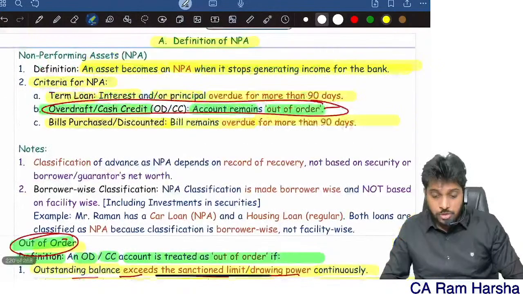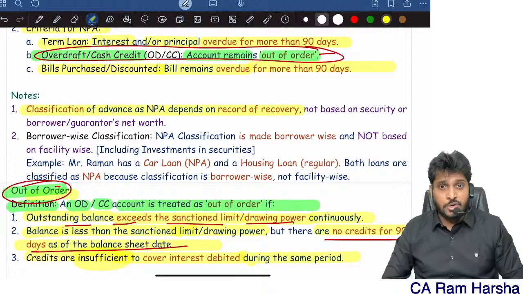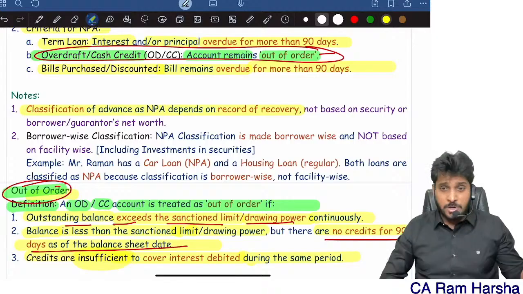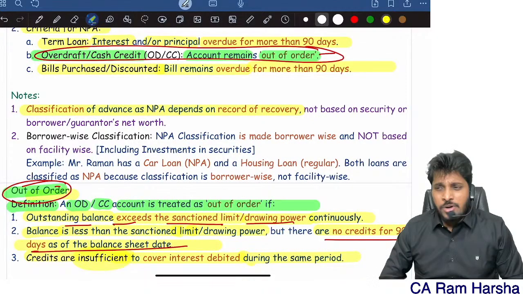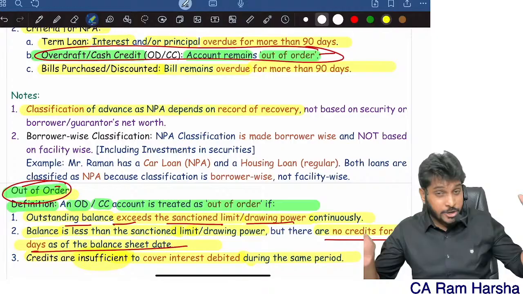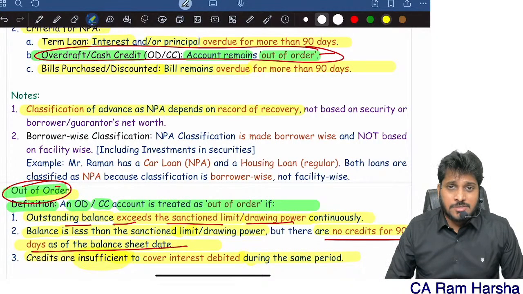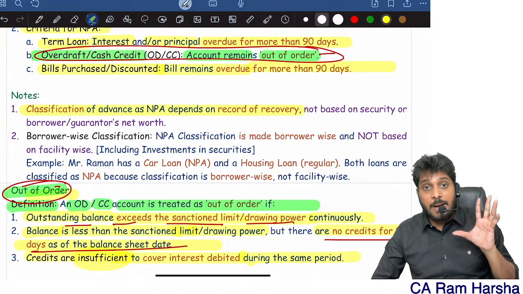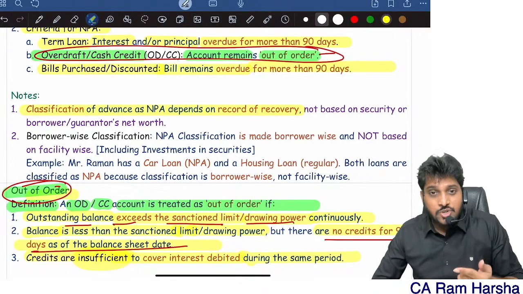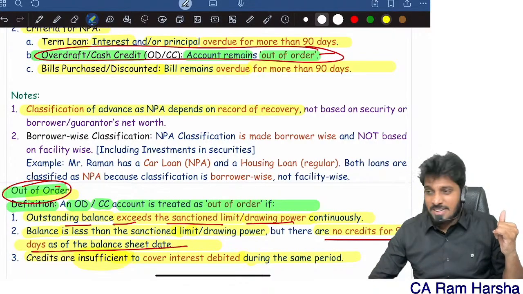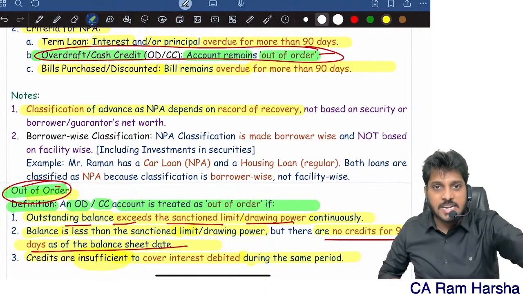And remember, NPA classification is always based on record of recovery. Sometimes in exam they'll confuse you. They say the customer gave 100 crore worth of property, he failed to repay the loan, 90 days crossed, but 100 crore worth of asset is there and the loan amount is just 10 crore. Doesn't matter. NPA classification is based on recovery. If recovery is not there for more than 90 days, even if security is there, sir, customer is good, sir, customer is honest, that doesn't matter, we will classify it as an NPA, that's it.